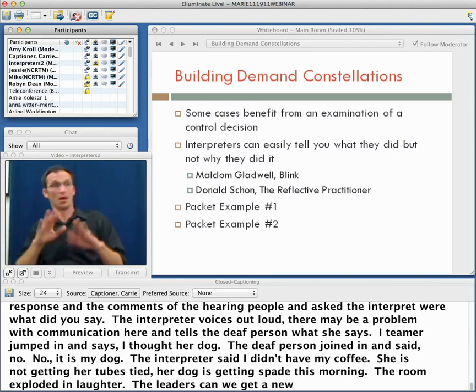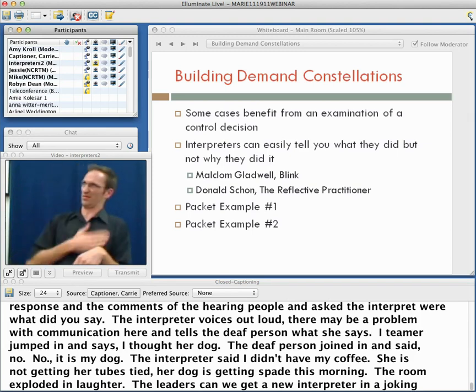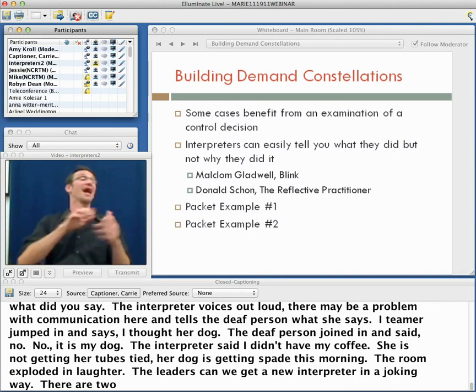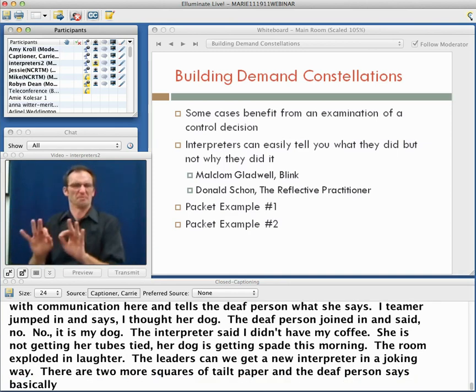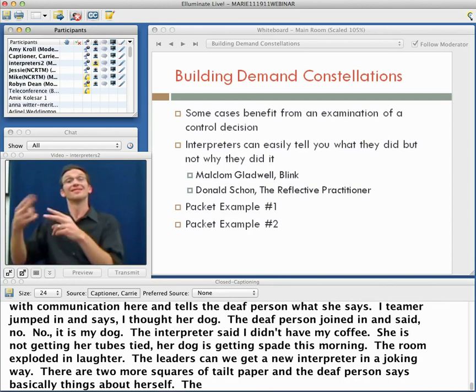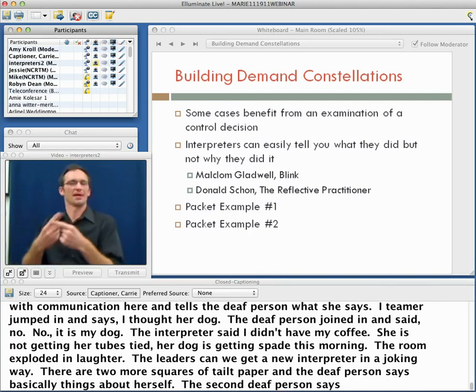The laughter dies down, and there are 2 more squares of toilet paper, and the deaf person says very basic things about herself. The second deaf person says no big deal things as well. The group moves on from there. There are no incidents the rest of the day.